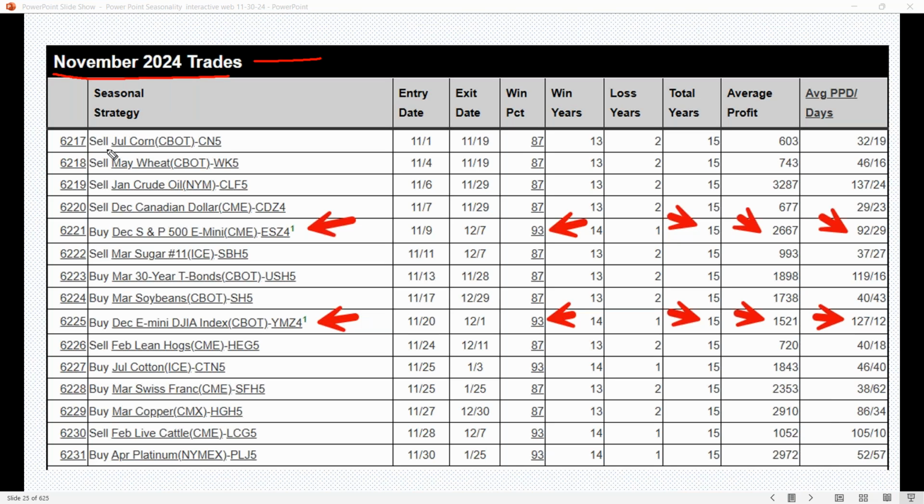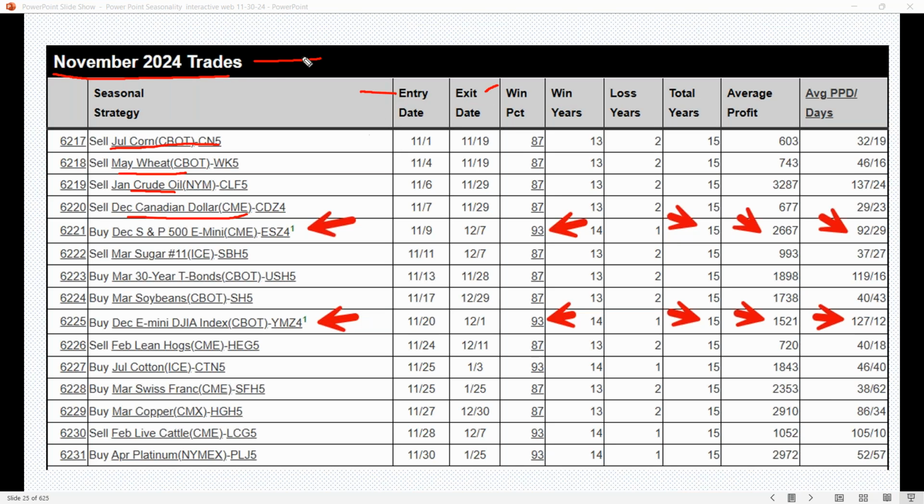You can see here, here's July corn, wheat, crude, the Canadian dollar, the S&P, sugar, Treasury 30-year bonds, the Dow, just a lot of different things. So it gives you a lot of different areas that you can trade, and some are going to be things that you're interested in. Others you have no interest in, but it gives you a lot of things to look at. And then it will show you the entry date, the exit date.